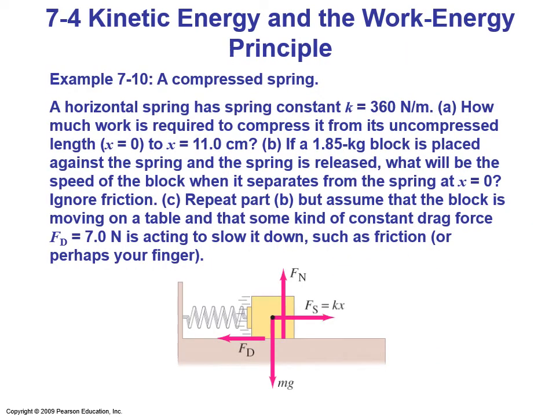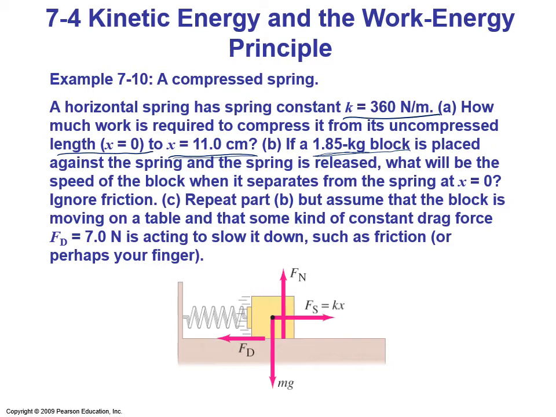Okay, now, since we've talked about this, let's do an example. A compressed spring example. A horizontal spring has a spring constant of 360 newtons per meter. How much work is required to compress it from its uncompressed length, say x equals 0, that's the equilibrium point, to x equals 11 centimeters? And if a 1.85 kilogram block is placed against the spring and the spring is released, what will be the speed of the block when it separates from the spring at x equals 0?